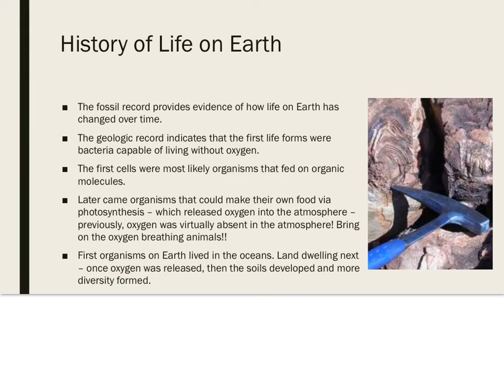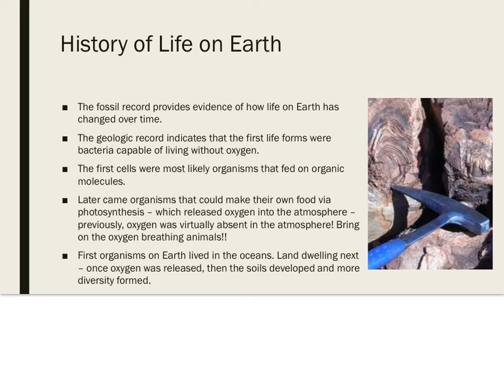Evidence of the first organisms that could make their own food via photosynthesis dates back to the Archean geologic eon. At this time, a type of microscopic organism developed that was able to split water molecules, which released oxygen into the atmosphere as a waste product. So previously, oxygen had been virtually absent in the atmosphere. Okay, so bring on the oxygen-breathing animals after that.